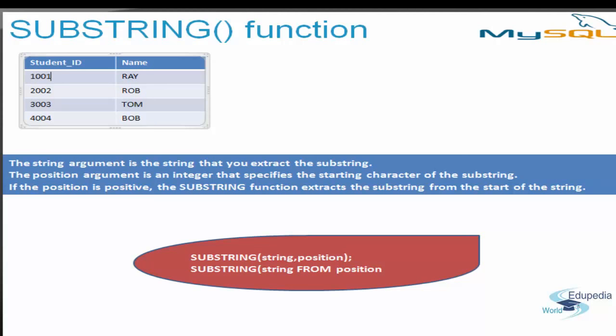The position can be positive or negative. If I say 2, then it will start from the second character. If I say minus 2, then it will start from the second character from the end, so it reverses the axis, if you can imagine it. This we will see in MySQL. If the position is positive, the substring function extracts the substring from the start of the string. And if the position is negative, the substring function extracts the substring from the end of the string.